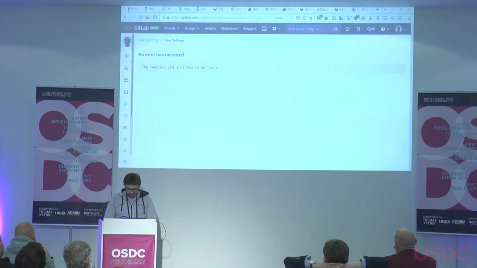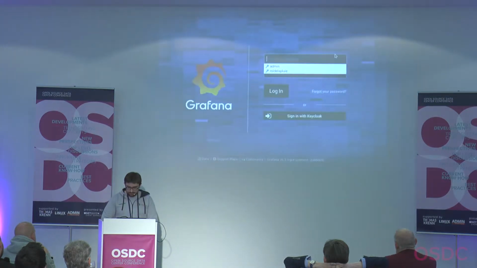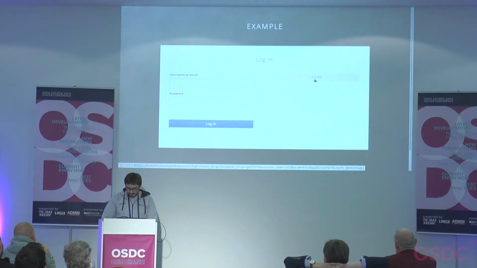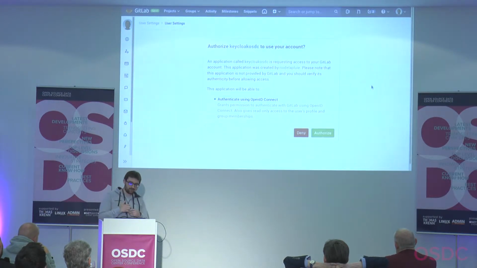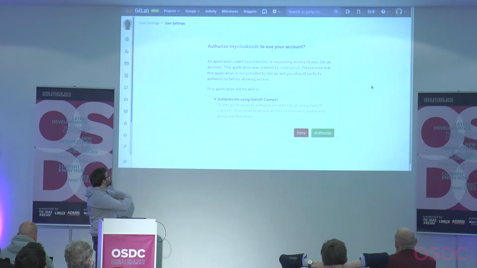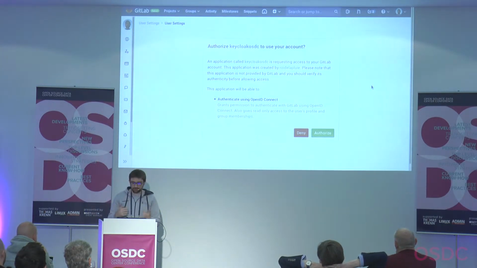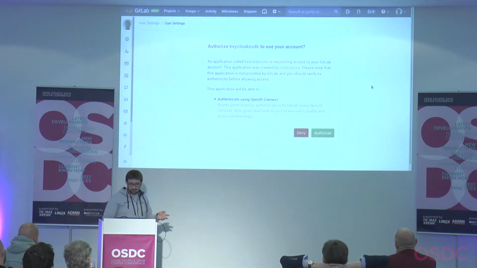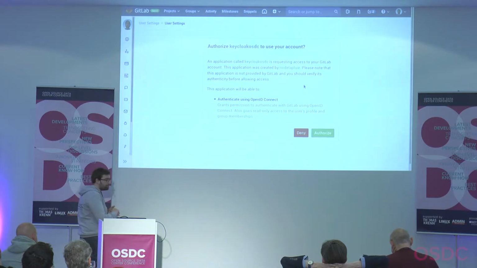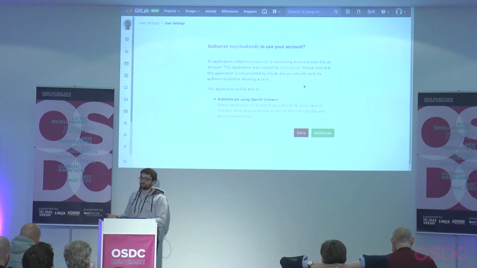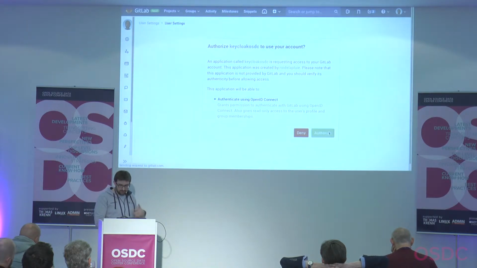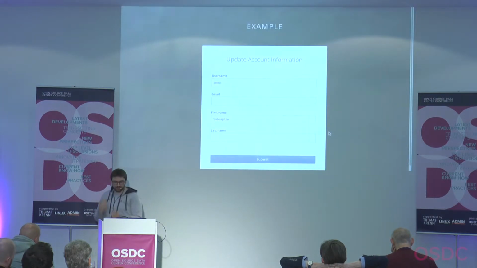And this time, okay. So now GitLab is asking me, hey, should Keycloak be able to use your account? And it's telling me, here is what Keycloak will do. It will basically authenticate yourself. You can actually ask for more, so you can ask to have the permission to read the repositories, that kind of stuff. In this case, I just want to log in. I authorize the application, and I need now to register in Keycloak.